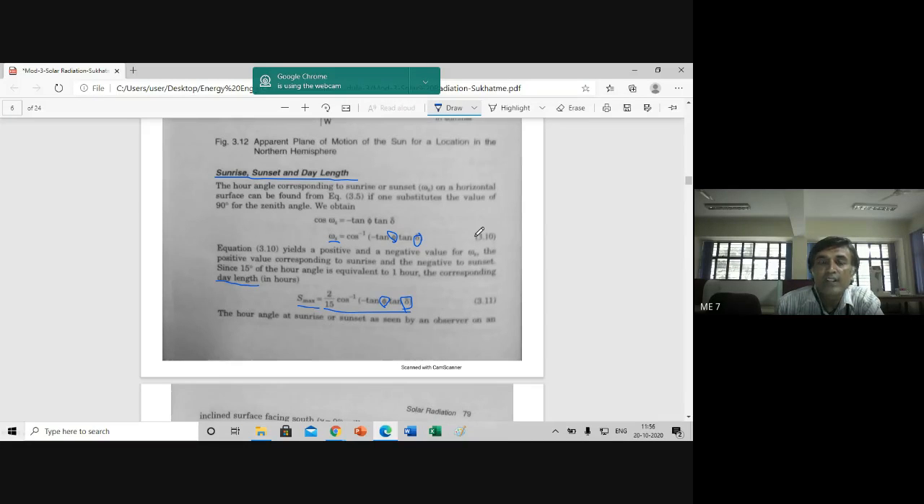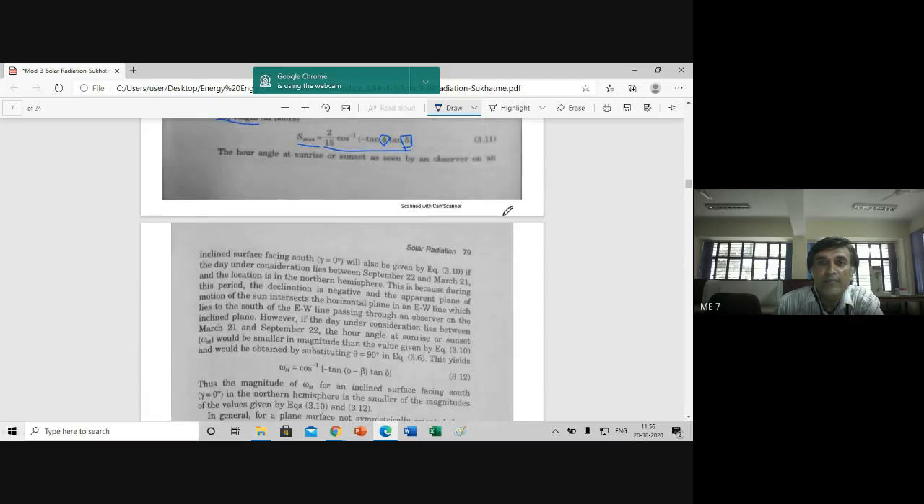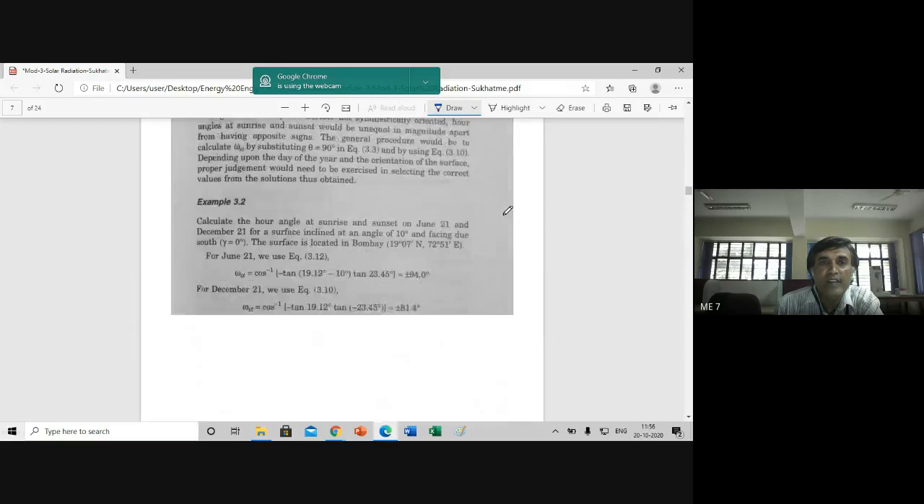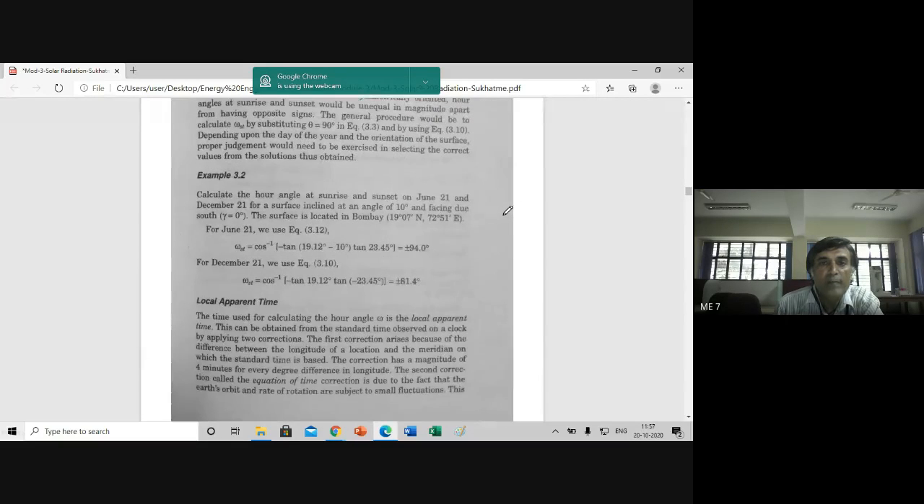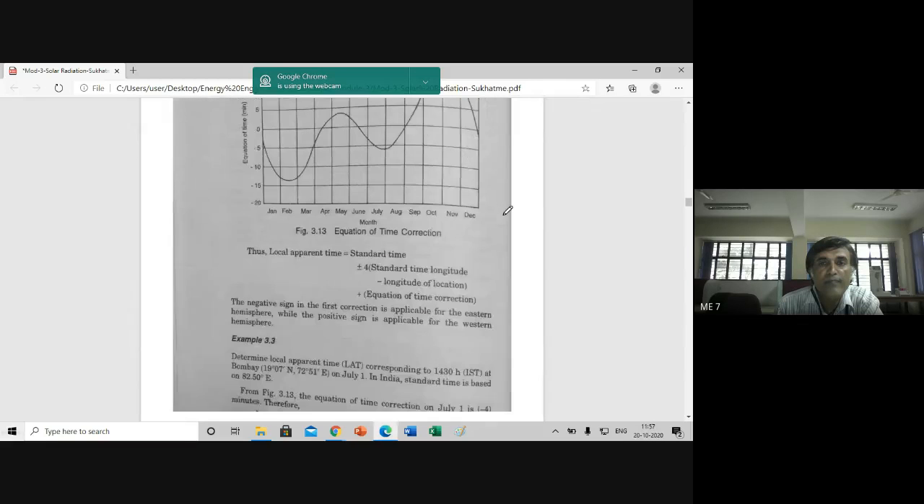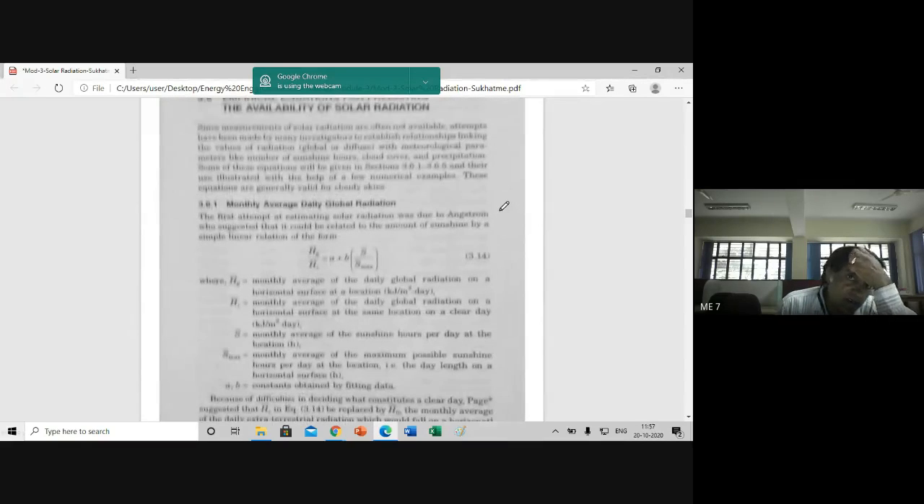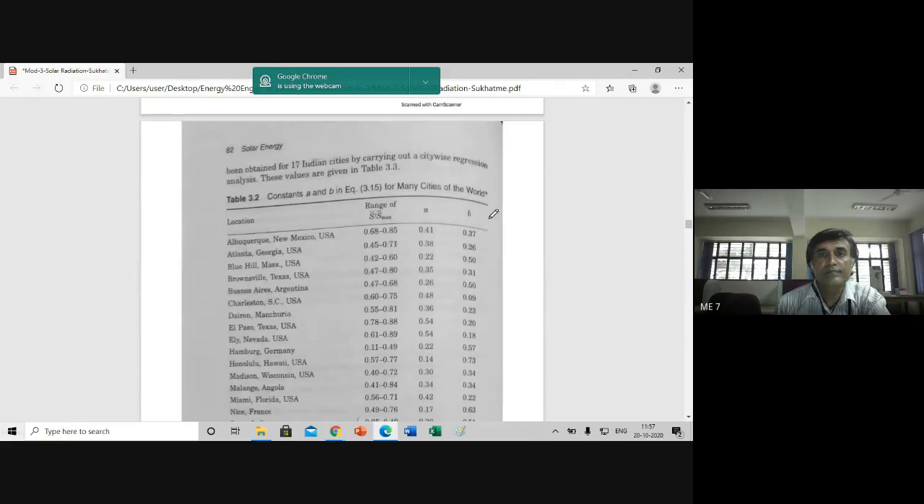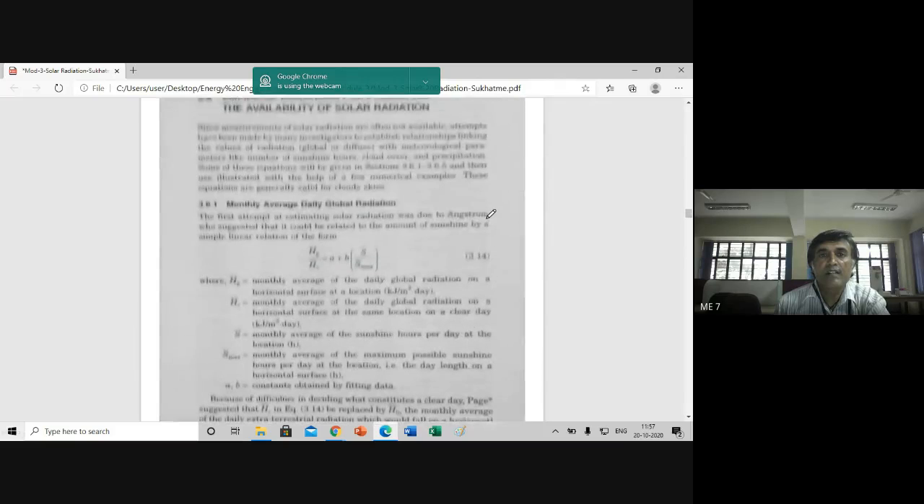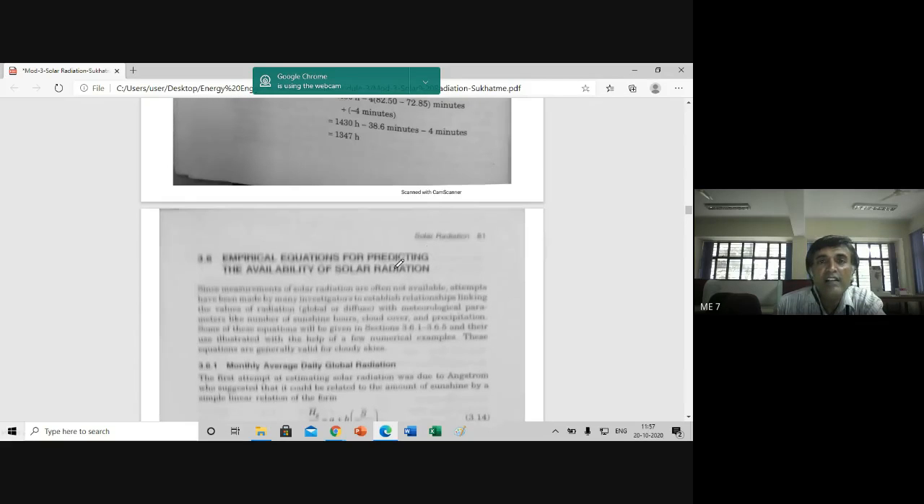Let us proceed with some other problems, and empirical equations. Okay. This page is a little blurred, so in the book you can see it clearly.